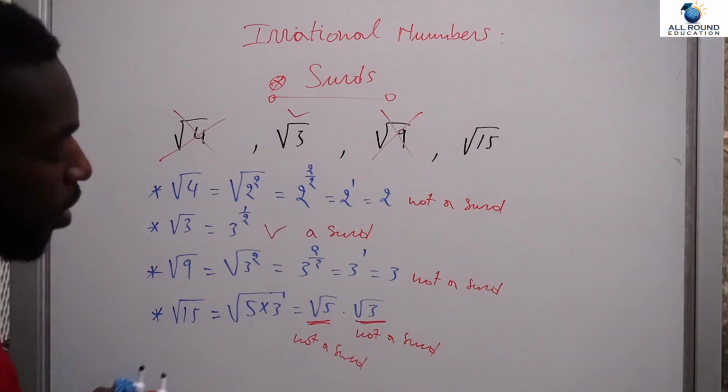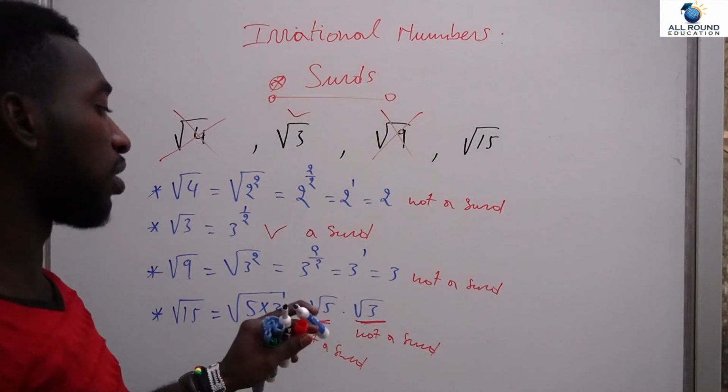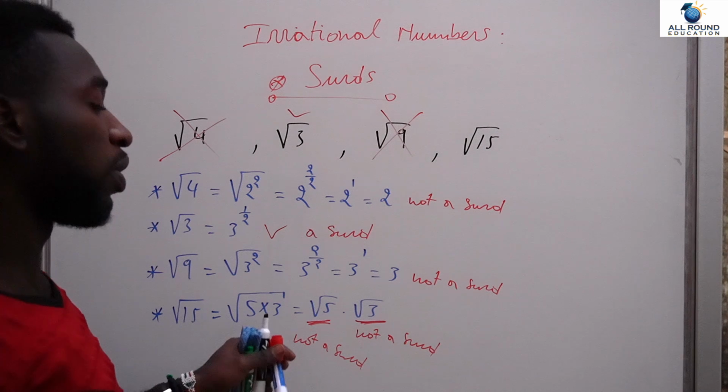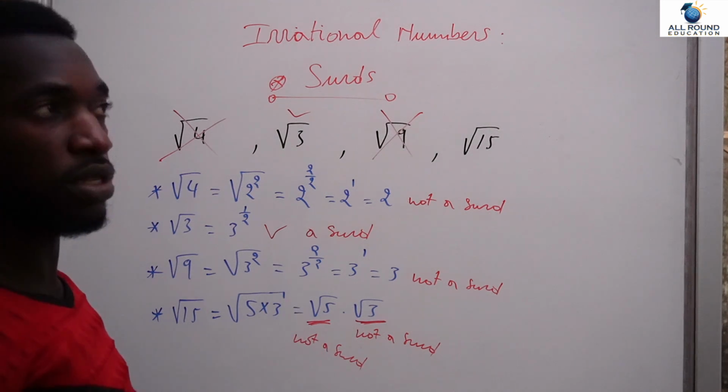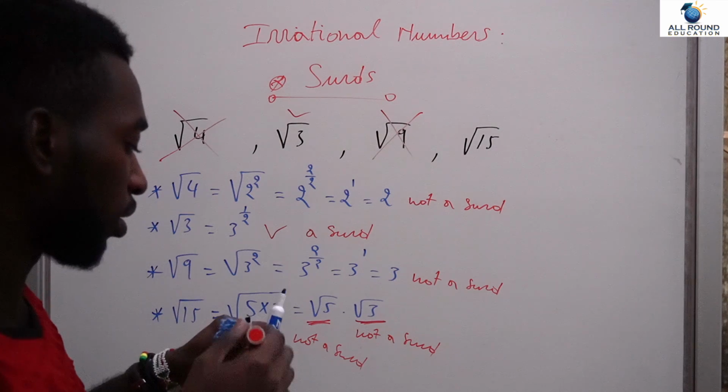However, just because two numbers are surds does not guarantee that their product will be a surd. It could be or could not. So be careful with that.